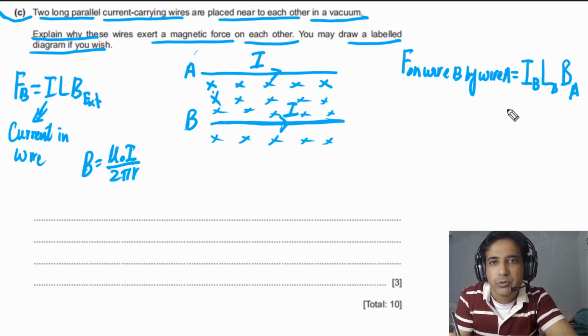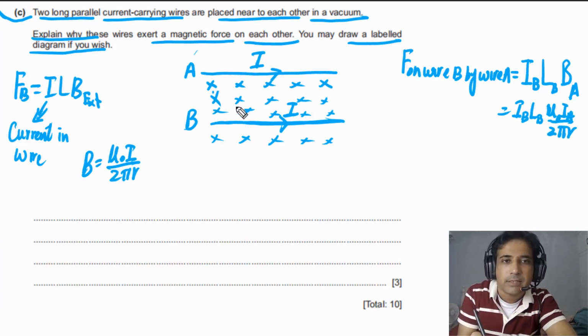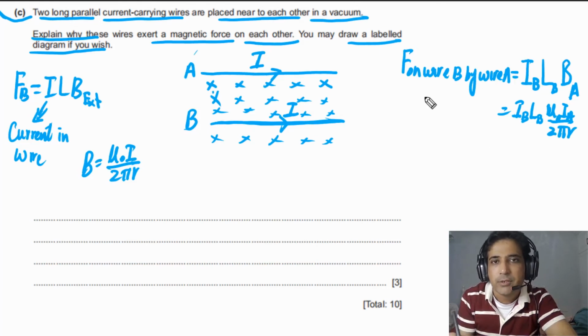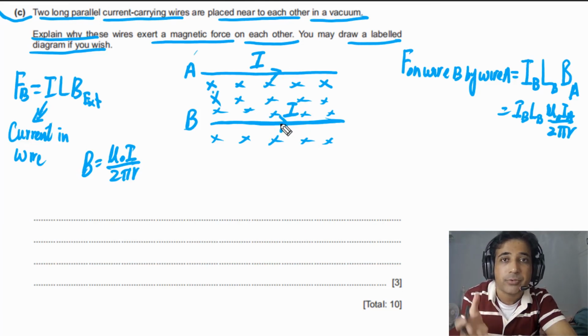If you want to use this formula, for example, in this case, you will get this is IB and here you have LB. So B will be equal to mu naught IA divided by 2 pi r, and r is the distance between these two wires. So you can calculate the magnitude of the magnetic force as well. But in this case, we are only interested in why this will experience a force. We don't need to calculate the magnitude.